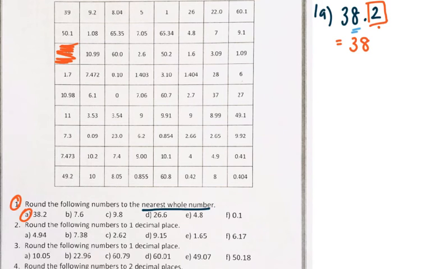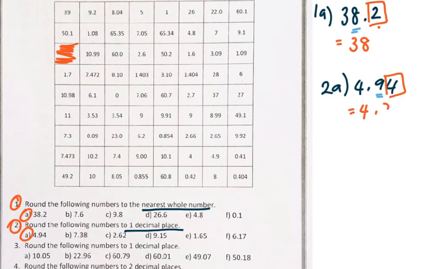Let's try the next one, so 2A. So 2A, 4.94, and the question asks for 1 decimal place. So I'm going to end there. I'm going to look to the number after it, and that is 4 or less, so I'm going to let it rest. So my answer is 4.9. So what I need to do is find 4.9 in my grid, and here it is, and I'm going to colour that in.